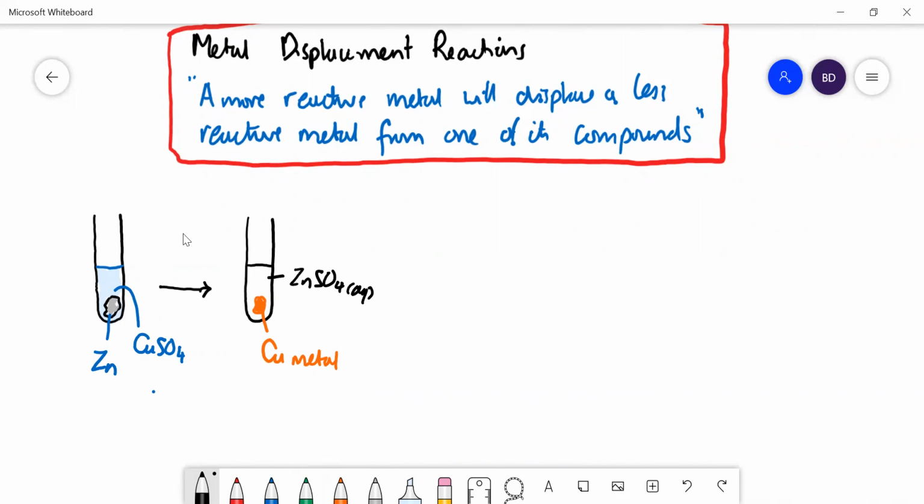So I've written the reaction for that. We've got copper sulfate, aqueous solution, plus zinc solid goes to copper metal solid and zinc sulfate, which is in solution, a colorless solution. And that's balanced. So that's a good example of a metal displacement reaction.